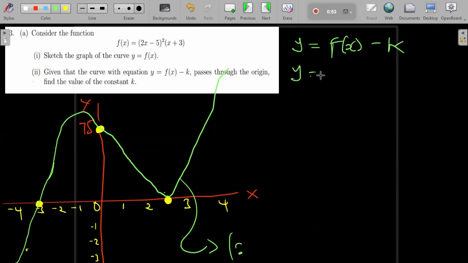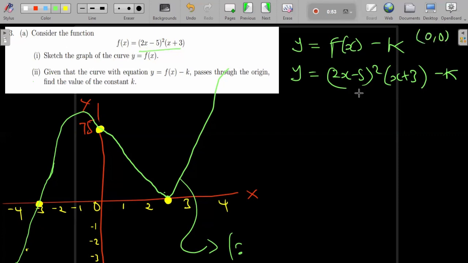So y equals, our f of x is this graph here, which is just (2x minus 5) squared times (x plus 3), and then minus k. If it passes through the origin, it passes through the point 0, 0. So x is 0, y is 0. So this will be 0 equals, with 0 inside there, then minus 5 squared, and then here 0 plus 3, and then minus k.